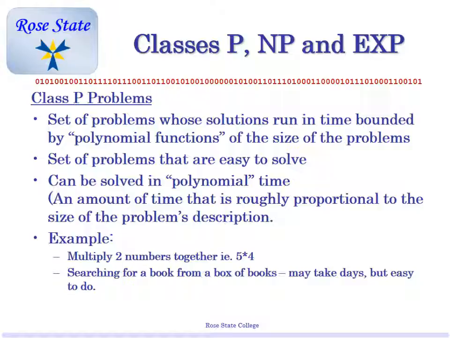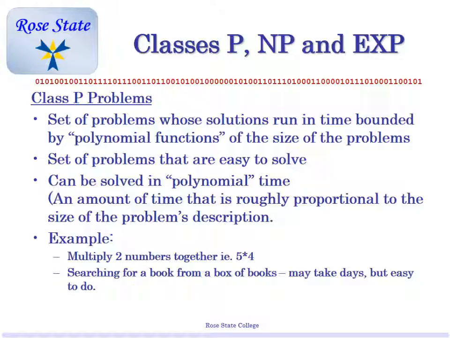So if I told you to multiply 5 times 4 together, how difficult is that? It's very simple. It's a very small problem, but if I told you to multiply more numbers, it would get more complex. So the larger the problem, the longer it will take.